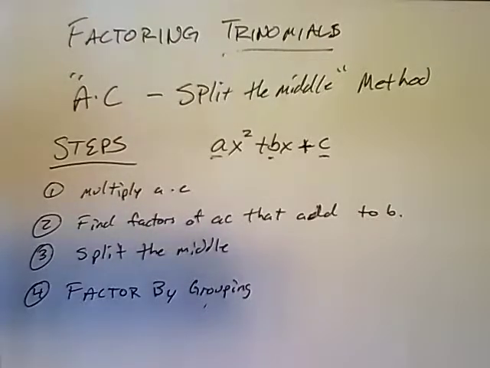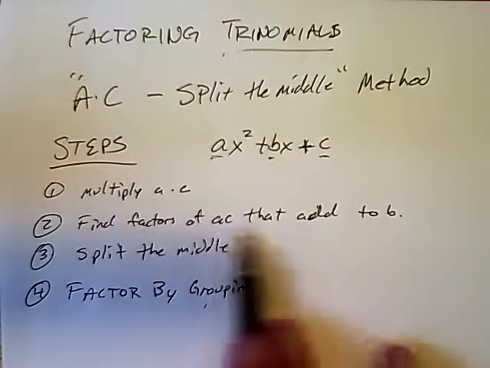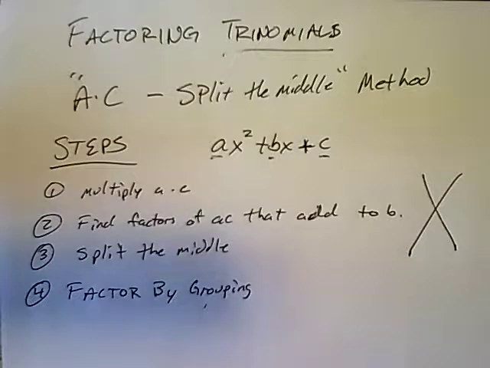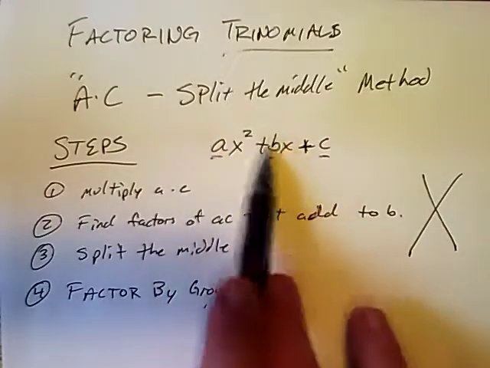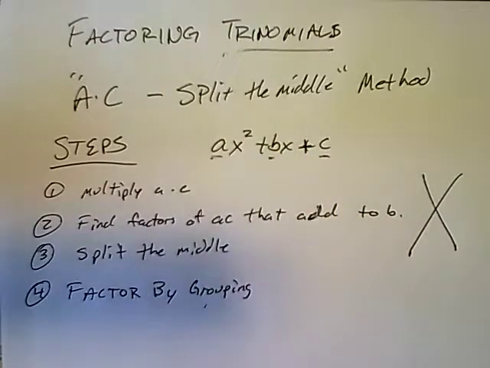All right. So multiply A times C. Then we're going to find factors of AC that add up to B. And you're going to notice that's going to be the big X thing that we do. Part 3 is we're going to split the middle. We're going to take it from 3 terms and split the middle into 2 different terms. So we'd have 4 terms. And that way we could do factor by grouping. Okay?